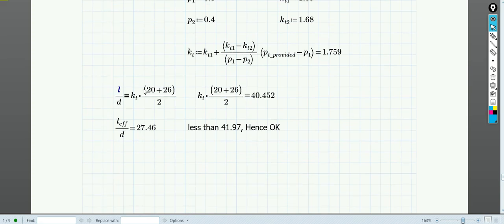If that value is taken, and here also 20 plus 26 by 2, because of our condition, that one end is supported over the wall, so it is just like simply supported, and the other is continuous, so we have taken a combination of these two. So the permissible value is around 40.452, and what we have provided is 27.46, so definitely it is okay.